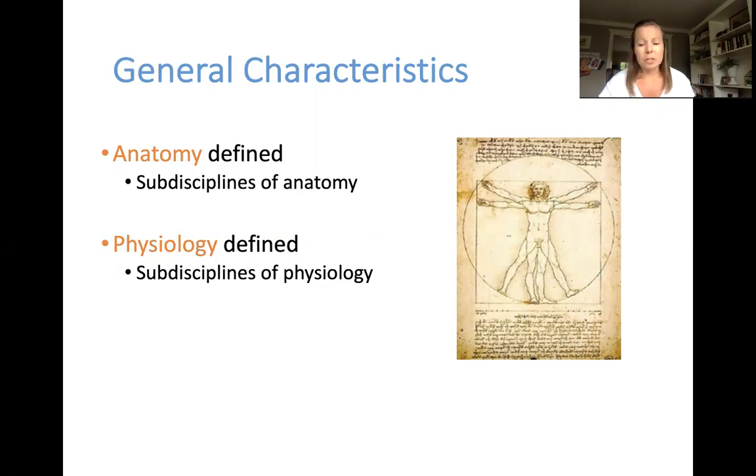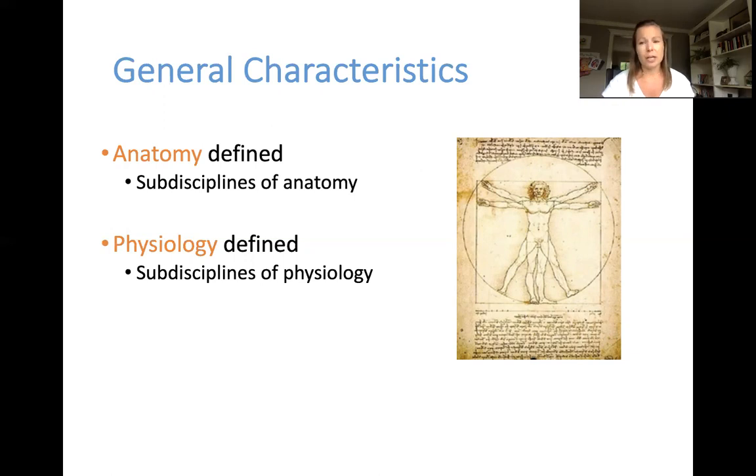So anatomy is really just the study of body structures, and it's obviously a very broad term. So there are subdisciplines of anatomy, the major ones being gross anatomy or macro anatomy, which is the study of structures that can be seen with the naked eye. So things that are big enough for you to be able to see without using a microscope. And then there's microanatomy, which is the study of structures that are too small to be seen with the naked eye. This would include things like tissues and cells.